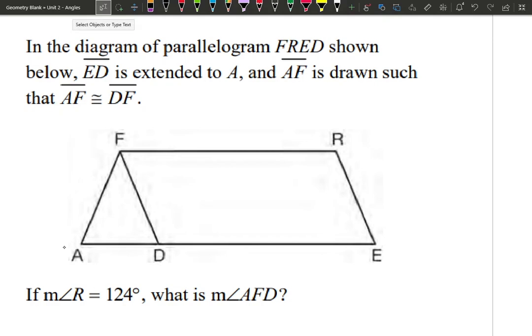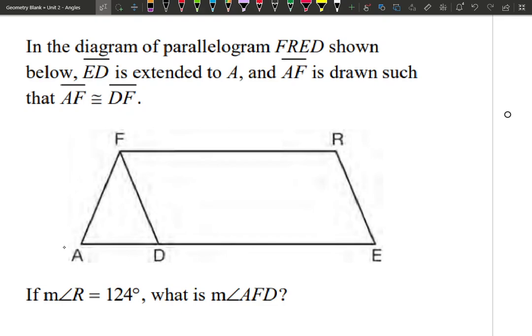Let's solve for some angles. All of these problems will involve either isosceles triangles, parallelograms, or simply parallel lines cut by a transversal. It's always important to read the problem because it will tell you information that you need to put into the diagram to help you solve it.